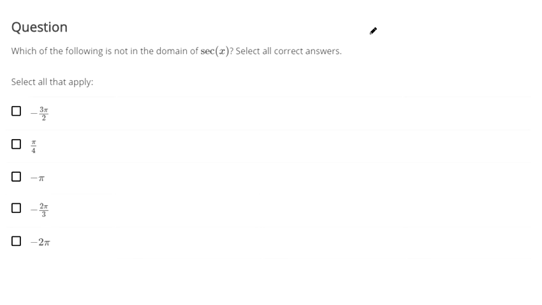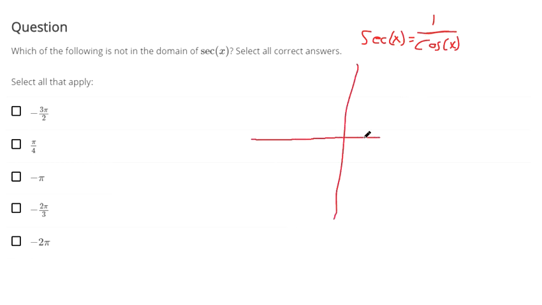Which of the following is not in the domain of secant of x? Well, you can think of secant as 1 over cosine, and then something that's not in the domain should be something that would cause a divide by 0 problem. So when does cosine of x equal 0? Those are the ones we want to exclude. Those are the ones that can't be in the domain.